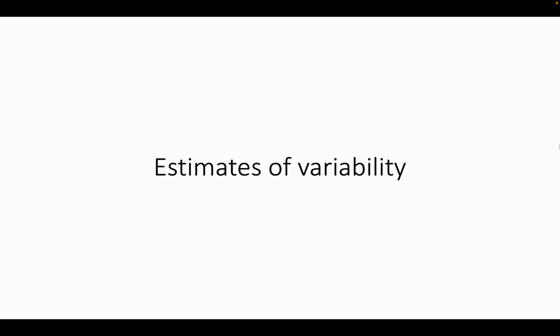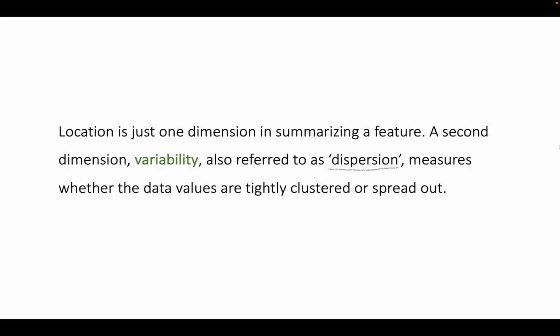So in this video, we'll be discussing the estimates of variability and we'll try to explain it using examples. Location is just one dimension in summarizing a feature. A second dimension, variability, also referred to as dispersion, measures whether the data values are tightly clustered or spread out.